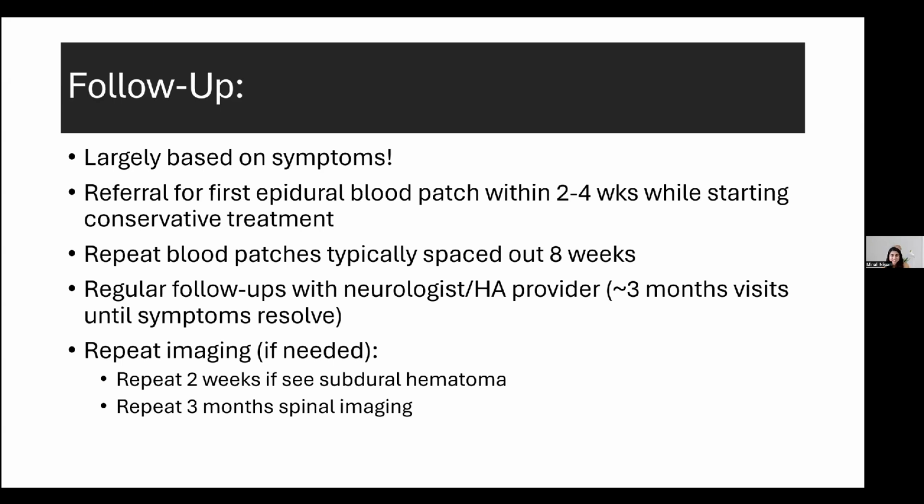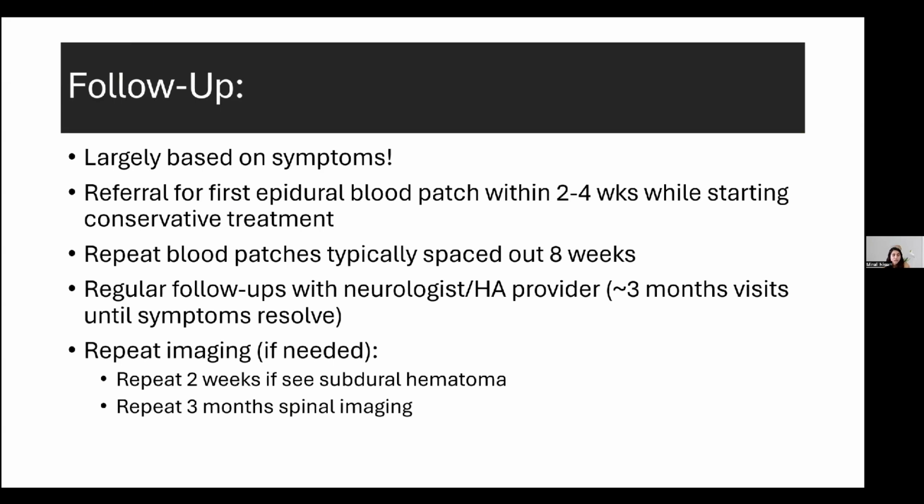We try to schedule patients at least within 3 months, and then hopefully more frequently if needed. And then there are patients who have graduated from our CSF leak clinic. Their symptoms have completely resolved after the first blood patch. We see them again in follow-up once, and they no longer need us because their headaches have completely resolved.